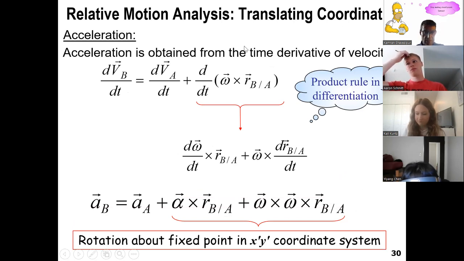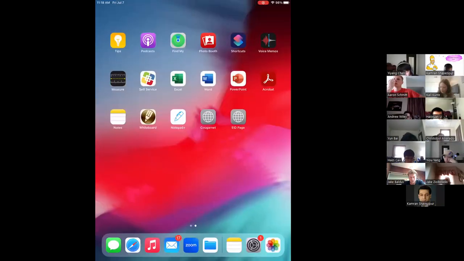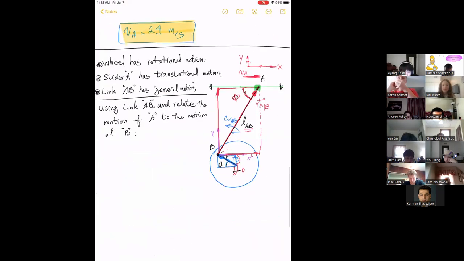Any question about this? I mean, you could look at your notes, but I wanted to show you what we do here. And now we're going to go back to the slides, write this equation, find each term, and move forward, okay? So if we do that, the equation we have is going to be AA equals AB plus alpha AB cross RA with respect to B, minus omega AB square RA with respect to B, okay? This is the equation we need to use.